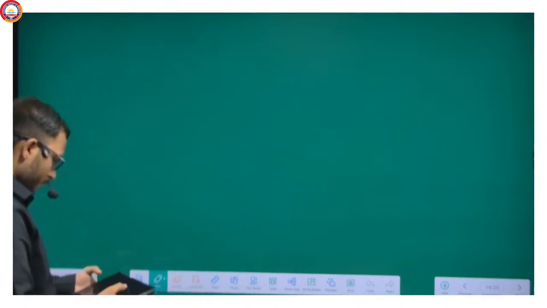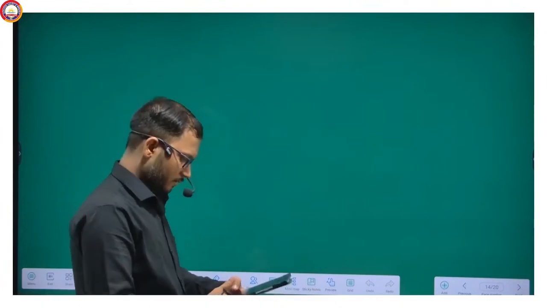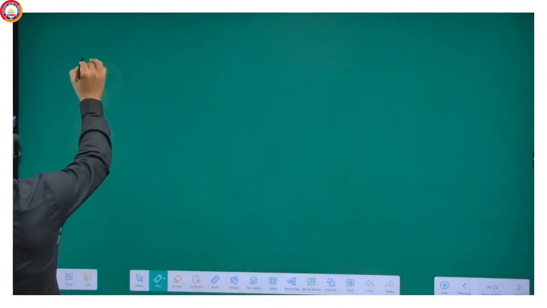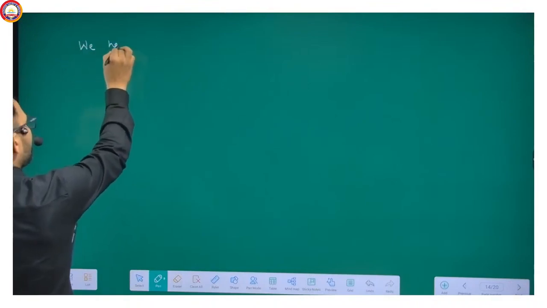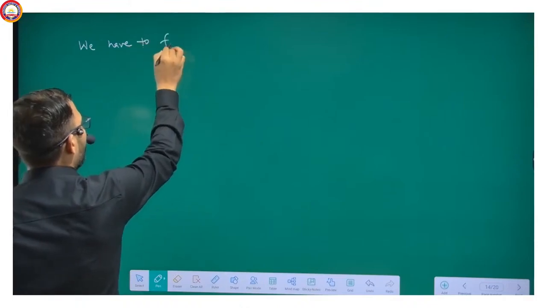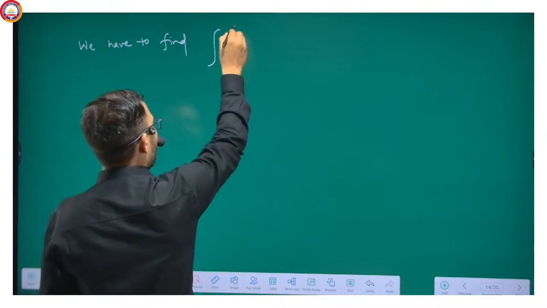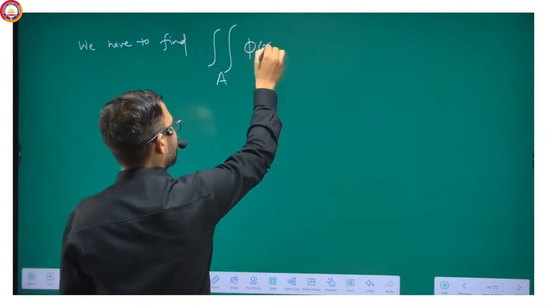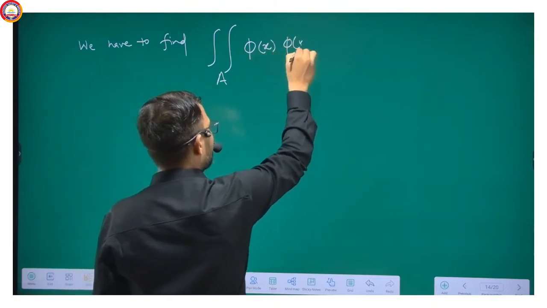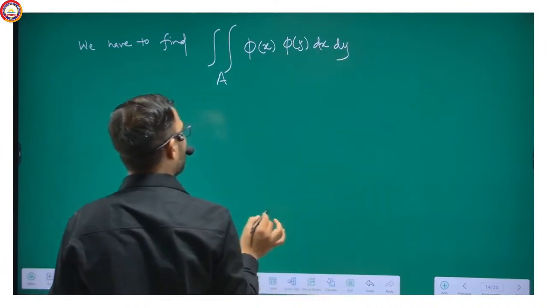Okay, so yes, now there should be some transformation. I'm doing that transformation here. What we have to find is the integration over A of phi x phi y dx dy. Getting my point?